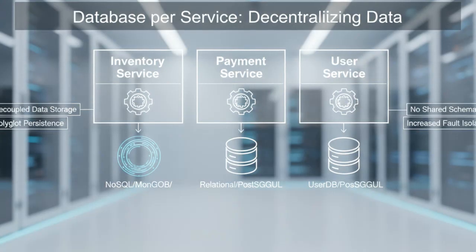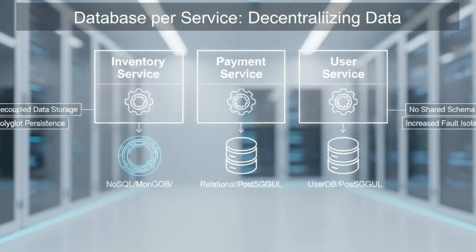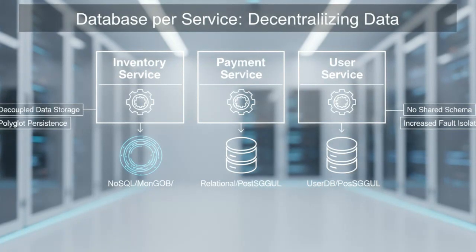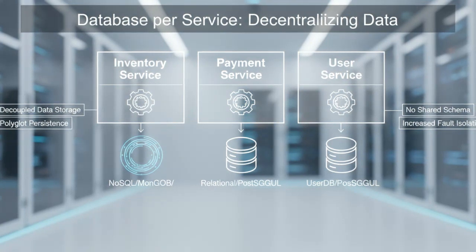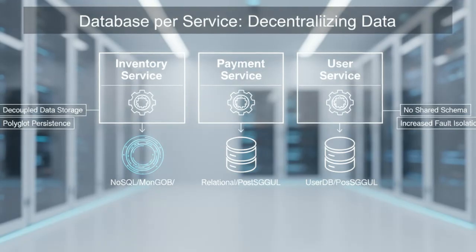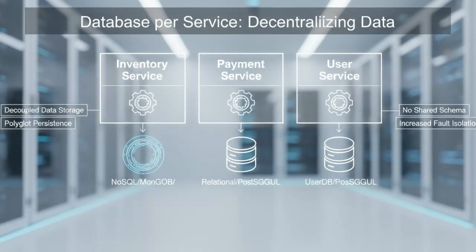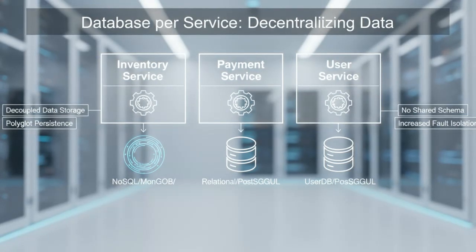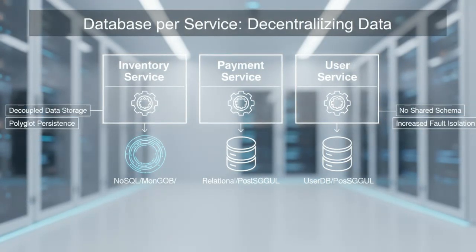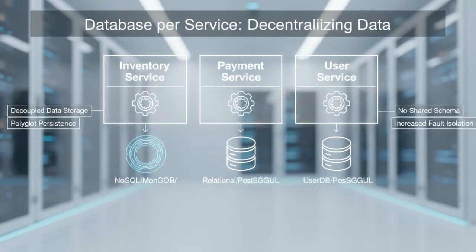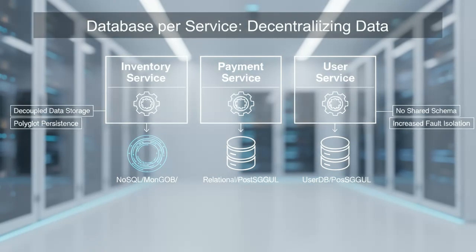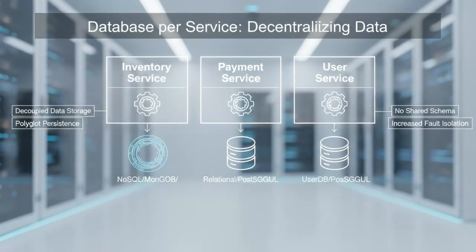One of the most critical principles of microservices is database per service. In a monolith, every module shares one giant database. In microservices, each service owns its own data. For example, the inventory service might use a NoSQL database like MongoDB for flexibility, while the payment service uses a relational database like PostgreSQL for ACID compliance. This prevents tight coupling at the data layer. If the inventory database goes down, the payment service remains unaffected.